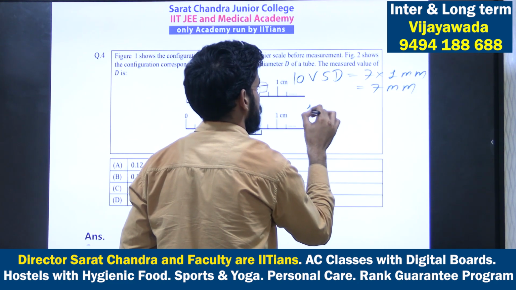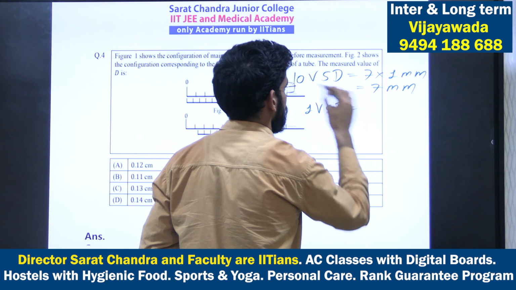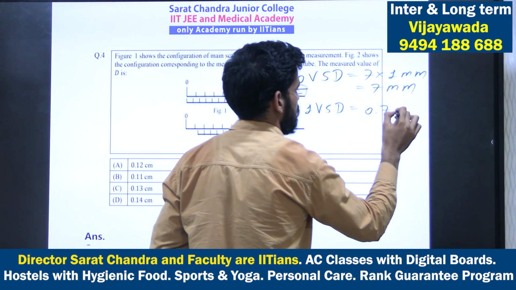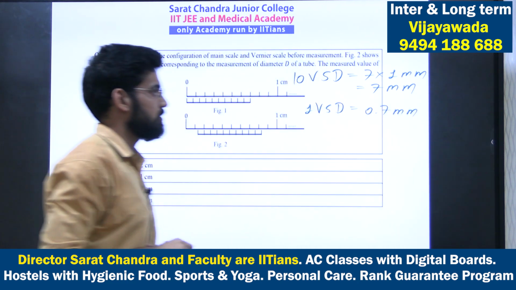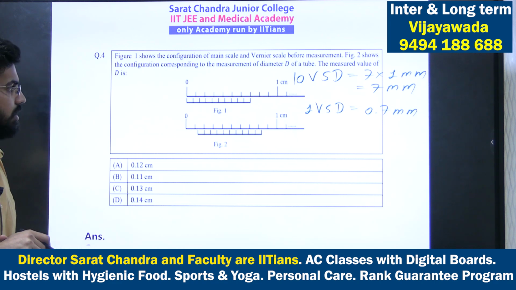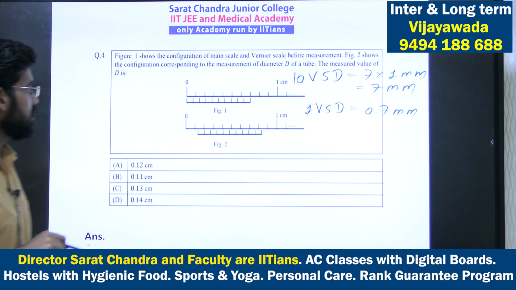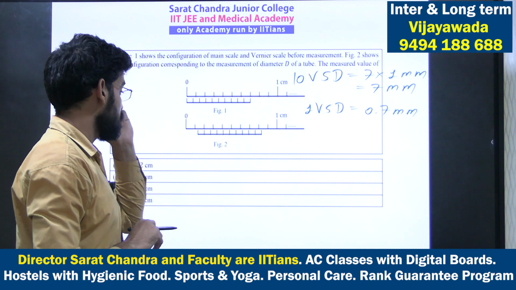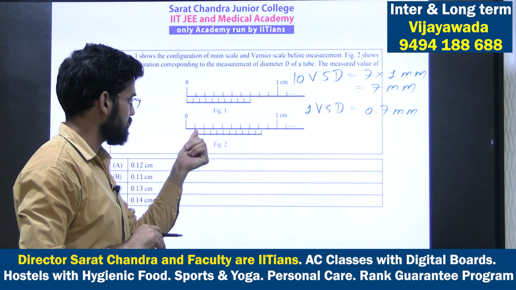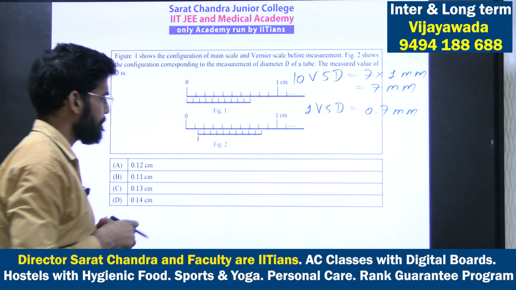So 1 vernier scale division is how much? 7 divided by 10, that is 0.7 millimeter. So one vernier scale division is 0.7 millimeter. Now he is asking what this measured value is, when it is displaced till this point.